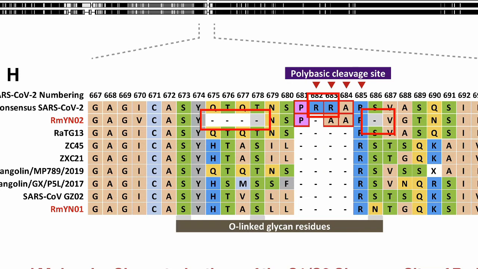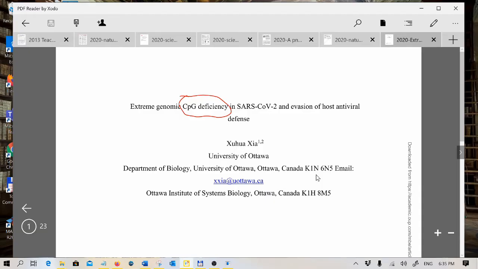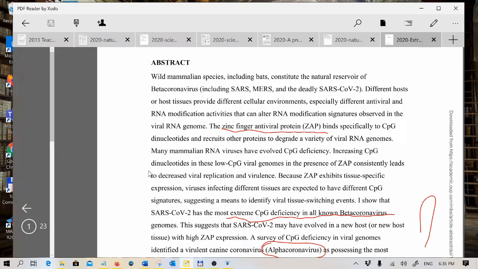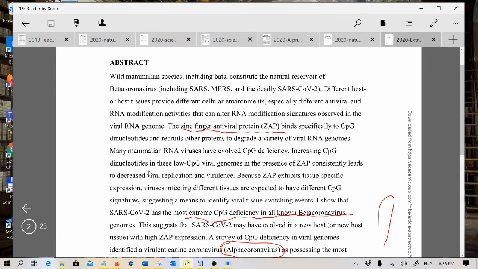This is quite an interesting debate which is going on right now in science, and I would like to bring this to your attention. And yet another interesting observation was made by a group that tried the same data set which we analyzed, exactly the same. What they found was extreme genomic CpG deficiency in SARS-CoV-2, as an evasion of the host antiviral response.